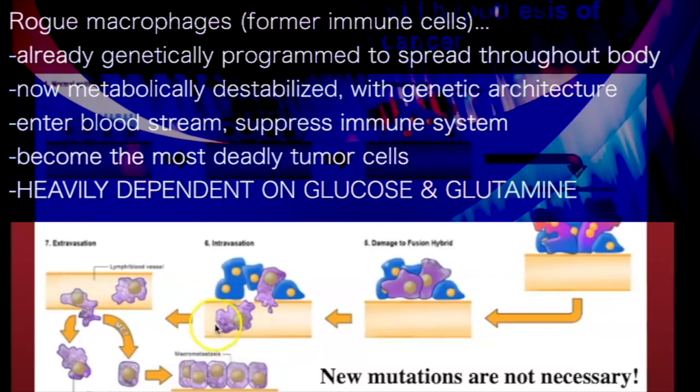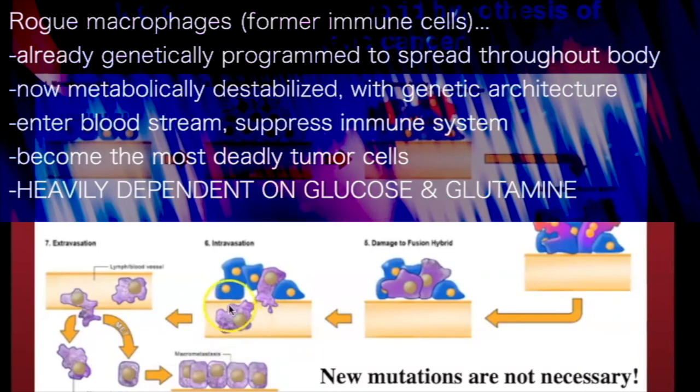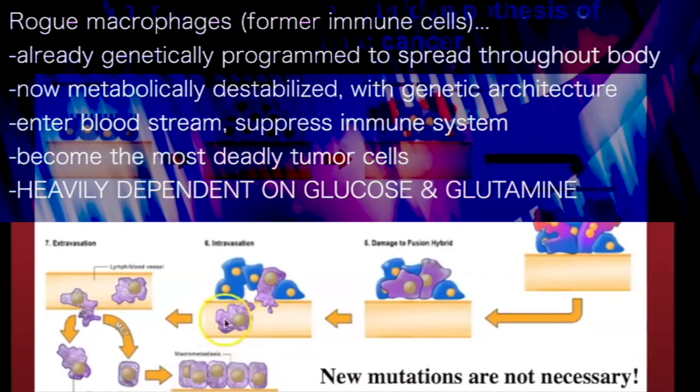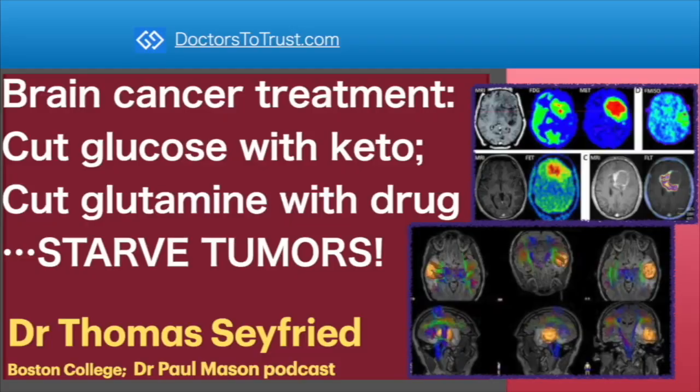And they are heavily dependent on glutamine and glucose for their survival. So recognizing that all cancer cells require glutamine and glucose, especially the metastatic cells. If the mitochondria are defective, they can't use ketone bodies for energy.